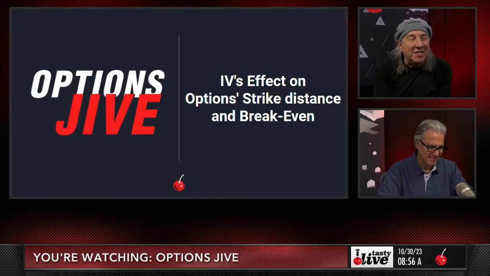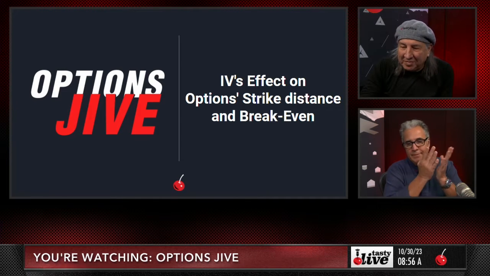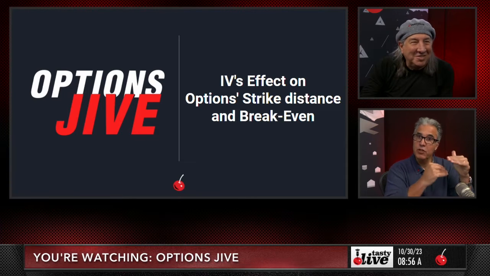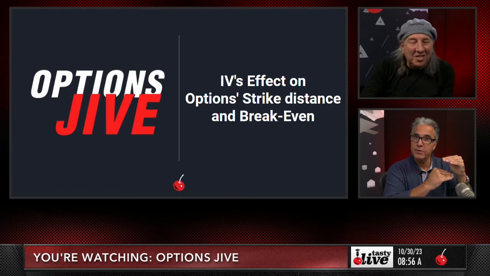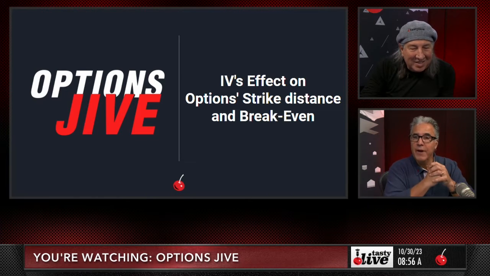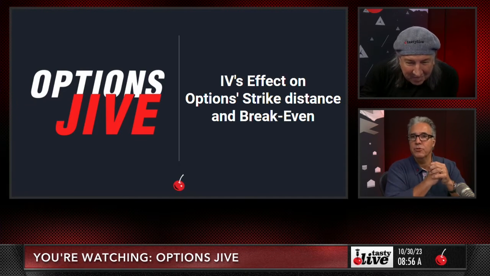Implied volatility's effect on an option's strike distance and break even. Do you think implied volatility has an impact on the strikes you select? No, that's ridiculous to say that. No. The individual implied volatility of the strikes? No. Do you think implied volatility in general? In general, of course. So we only look for high IVR. I mean, that's what we do. I thought you meant granular enough down to the strike itself.